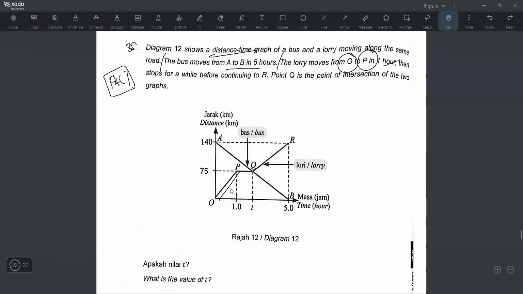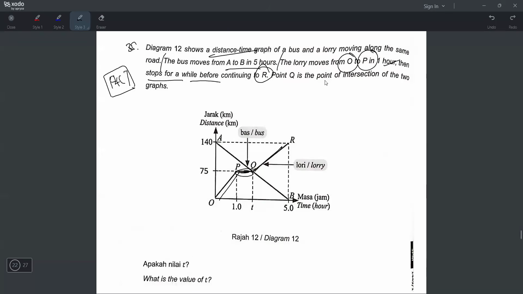Yes, correct. And then what's next? Stops for a while before continuing to R. I can see they stopped for a while and then continued to R. Point Q is the point of intersection of the two graphs. If Q is the intersection, that means this is where the bus and lorry meet. But you realize that even though they are moving along the same route, they never start at the same point.